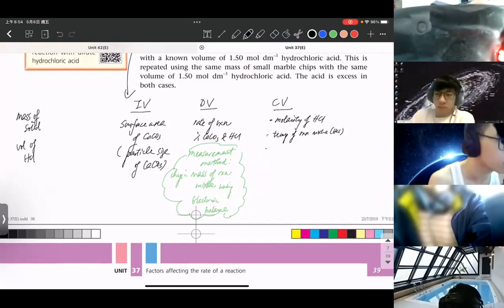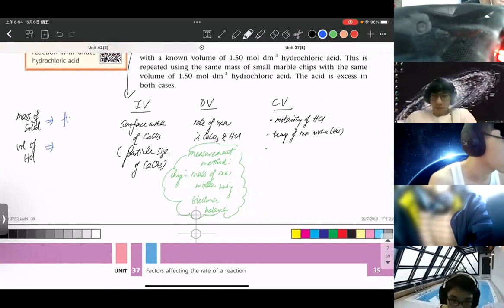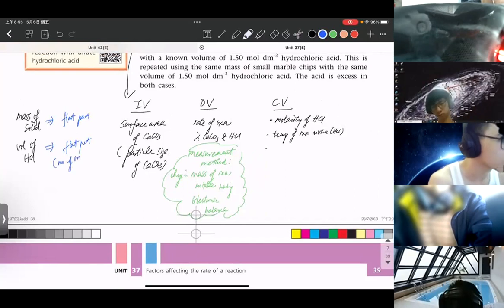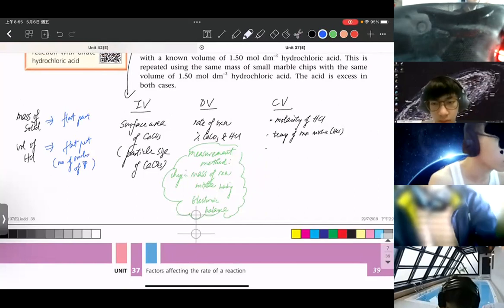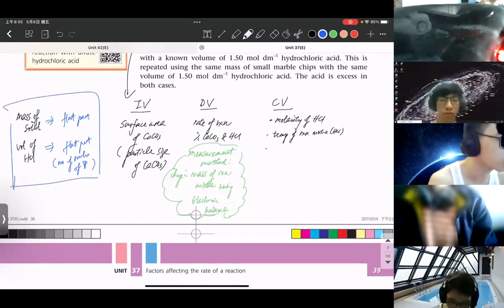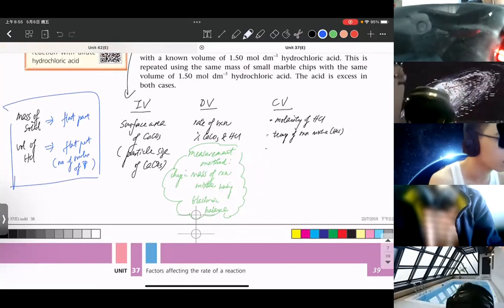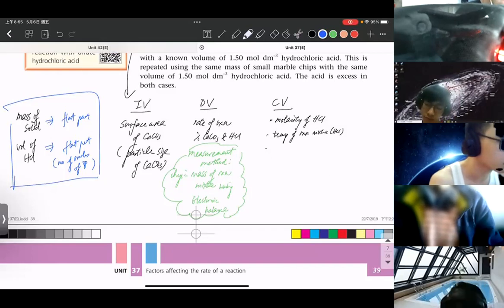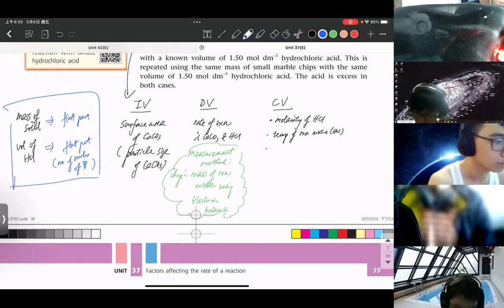Now I still write on the left hand side because of these two that will affect the flat part. The flat part tells you the number of moles of the product; they may refer indirectly to the number of moles of product. Okay, can you get the point? So for the presence, if I change the total volume of acid, or if I change the mass of solid, you are not altering the rate of a reaction.